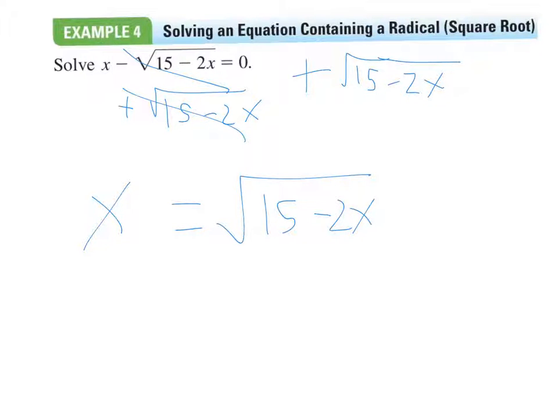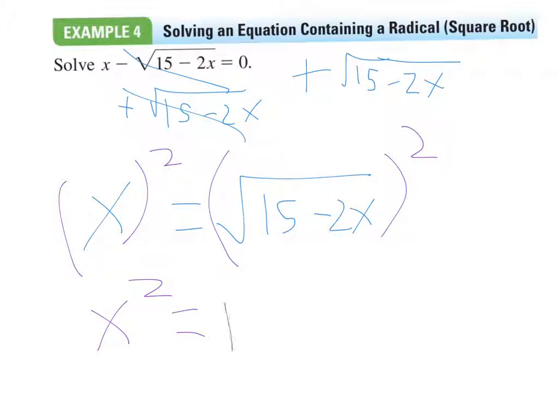Now since we have a square root, we would square both sides. So it'd be x squared is equal to 15 minus 2x. Because on the left hand side you just have x raised to the second power, so that'd be x squared. On the right hand side you have a square root. Remember, whenever there's no index given on a radical, we understand the index to be 2. An exponent and a radical undo each other as long as the index and the exponent are the same. So now we have x squared equals 15 minus 2x.